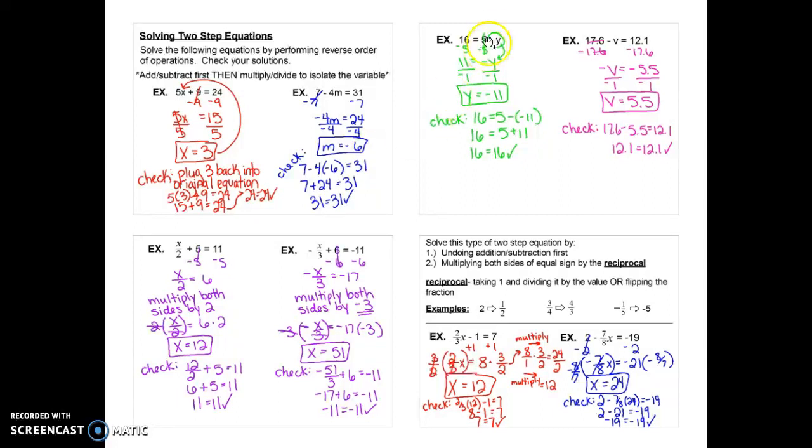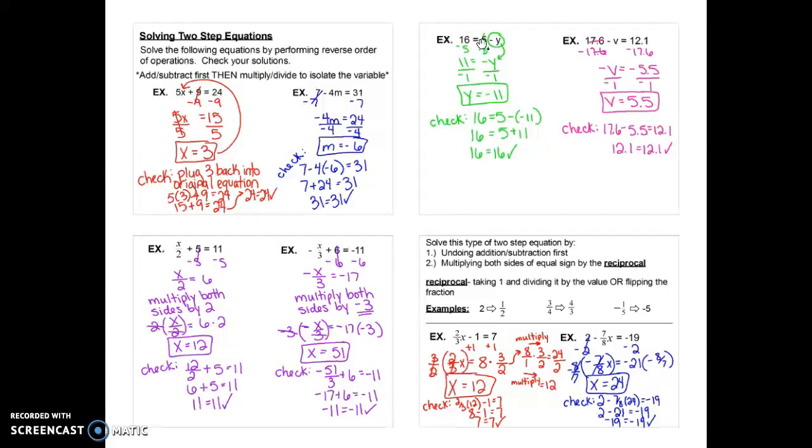Okay, 2 more examples. We've got 16 equals 5 minus y. Now I know that you don't see a value in front of that y that's connected to it with multiplication, but remember there's always a 1 there. So this is really 5 minus 1y. Now again, I have to deal with this constant first. This is a positive 5 at the moment, the sign in front of it, even though we don't see it as positive.